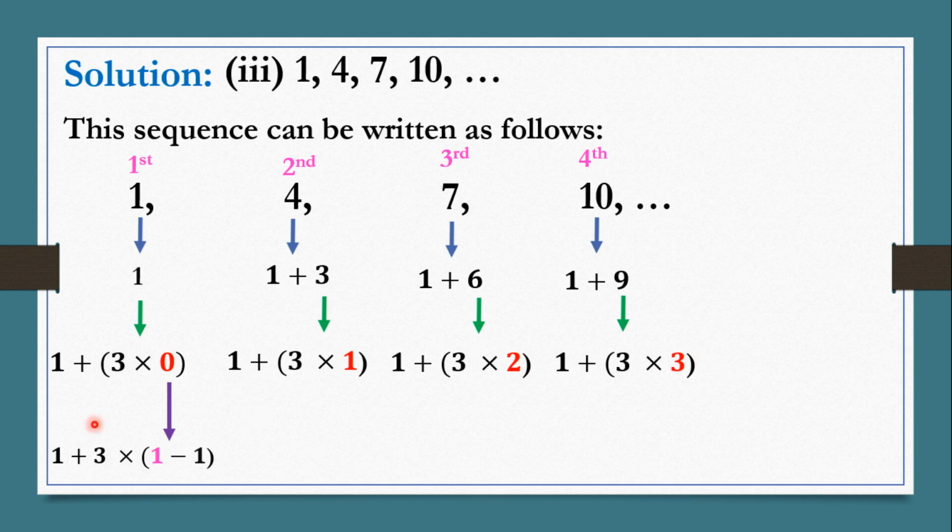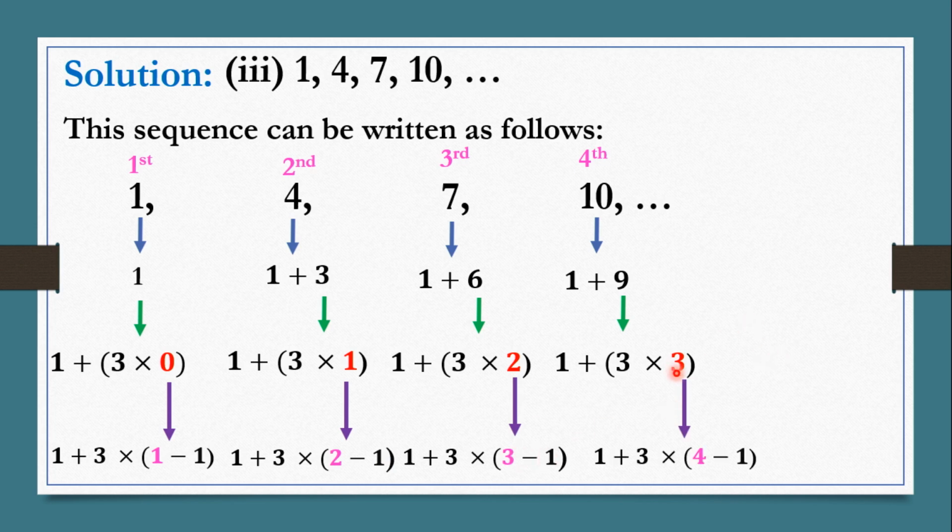Now, 0 can be written as 1 minus 1. The 1 here can be written as 2 minus 1. The 2 can be written as 3 minus 1. And the last 3 can be written as 4 minus 1. Once again, observe the colors. You can see the first term here. First term, I have 1. Second term, I have 2. Third term, I have 3. Fourth term, I have 4.